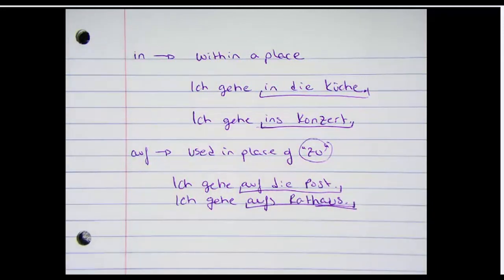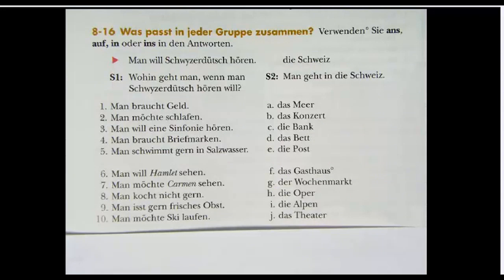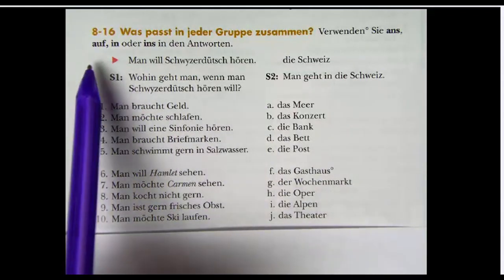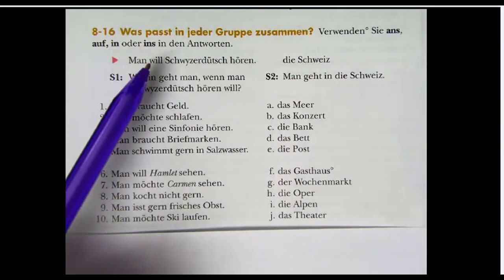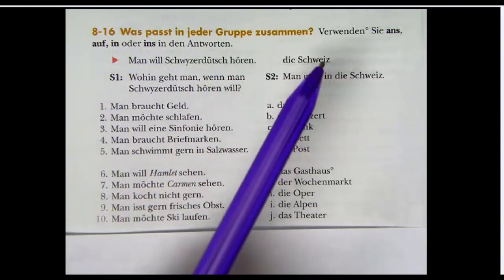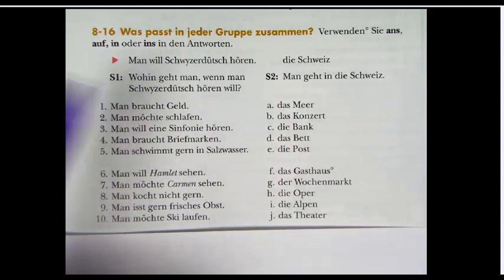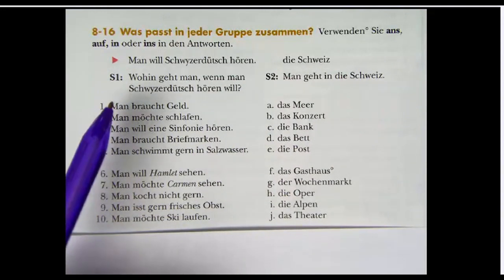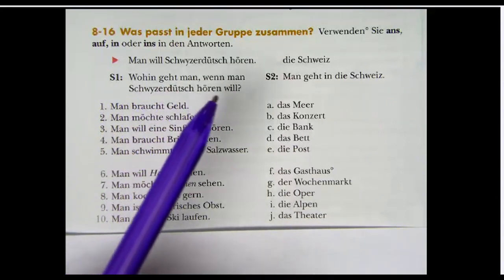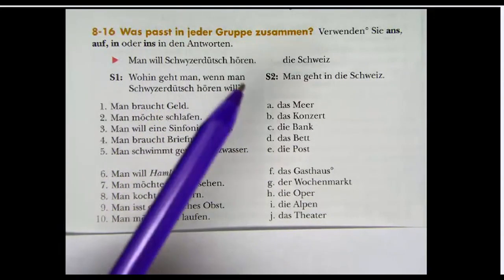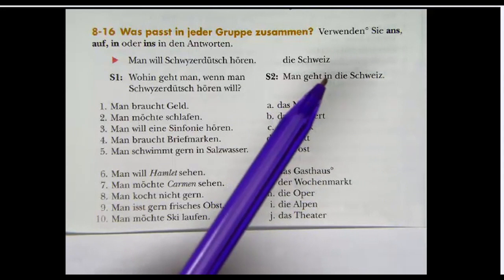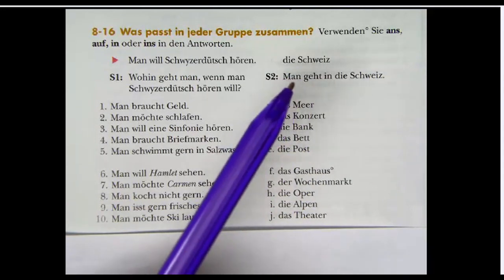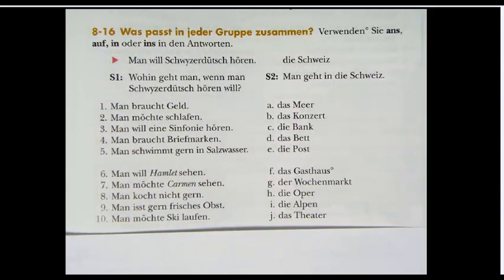Okay. So here's a quick book activity that I want you guys to complete, and you're going to be choosing between an, auf, in, and ins, or ans, auf, in, and ins. So what you're going to do is, here's the example. You have man will Schweizerdeutsch hören, and die Schweiz would be the answer from the choice bank if you had one. And you're actually going to ask a question first, so do this in pairs. Wohin geht man, wenn man Schweizerdeutsch hören will? So you're restating it as a question. And then the second person would answer, man geht in die Schweiz. So in is the one that you're using with die Schweiz, and you're going to do it as a man phrase.